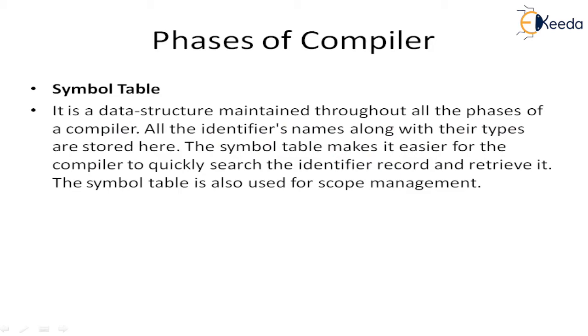So what is the use of the symbol table in the stages of a compiler? The symbol table is a data structure maintained throughout all the phases of the compiler. All the phases of the compiler store and retrieve information from the symbol table for execution. The symbol table is also used for scope management.